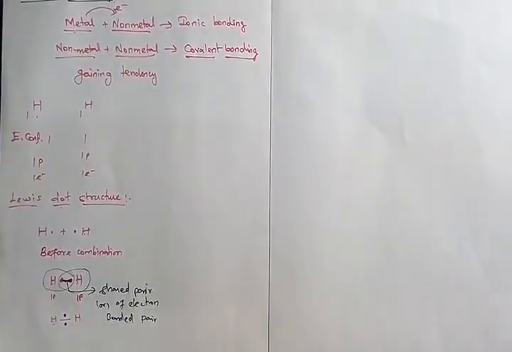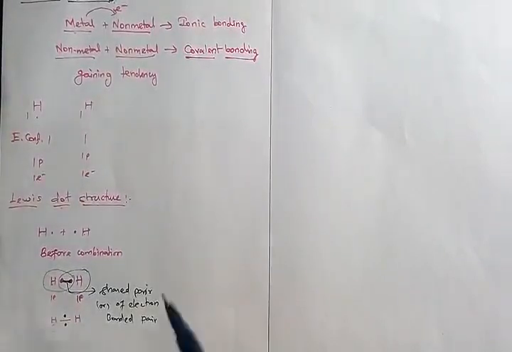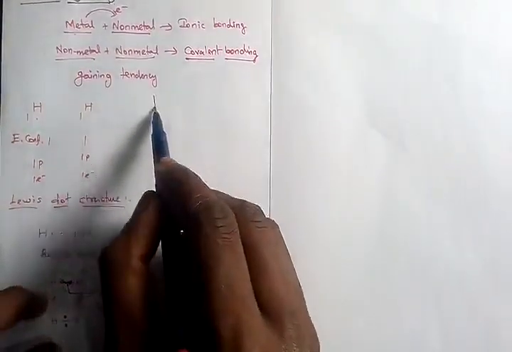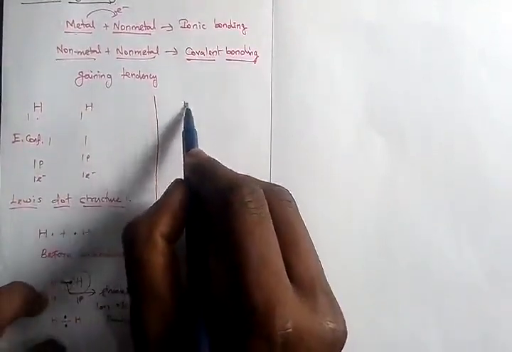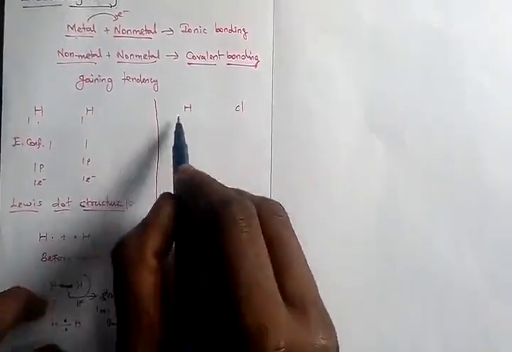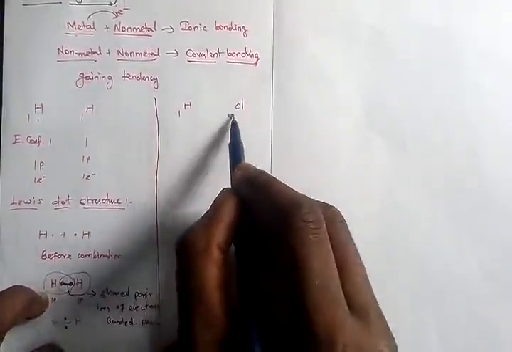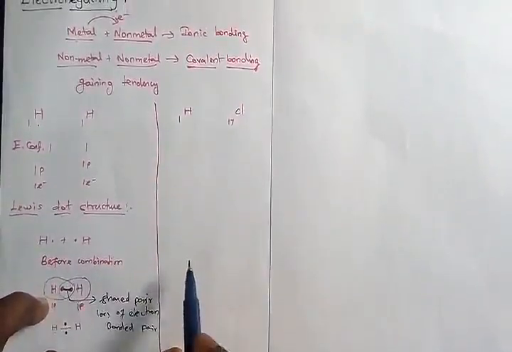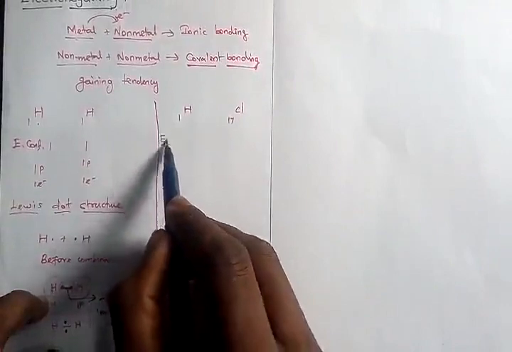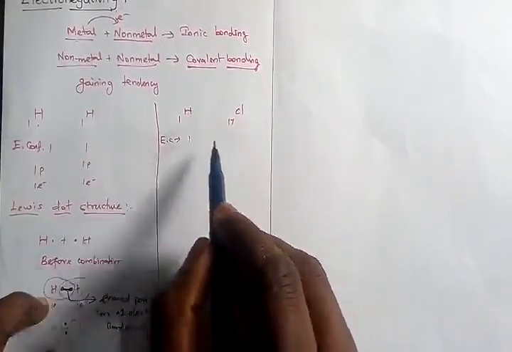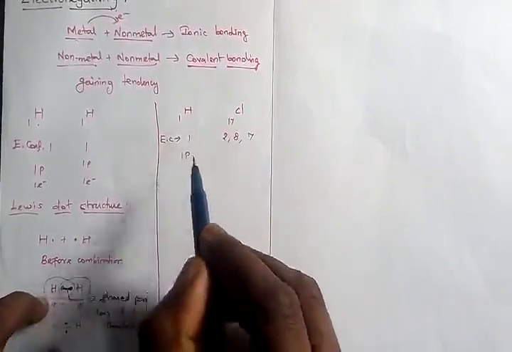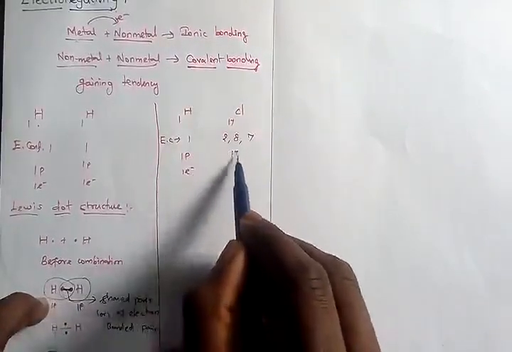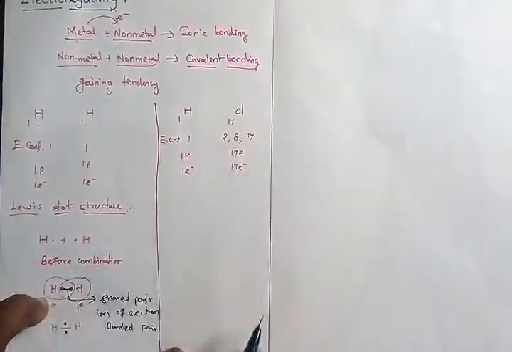What will happen if the bonding happens between hydrogen and chlorine? This is another question. Hydrogen and chlorine. The atomic number of hydrogen is 1, whereas chlorine is 17. So the electronic configuration for hydrogen is 1, whereas chlorine is 2, 8, 7. The hydrogen has 1 proton, 1 electron, whereas chlorine has 17 protons and 17 electrons.